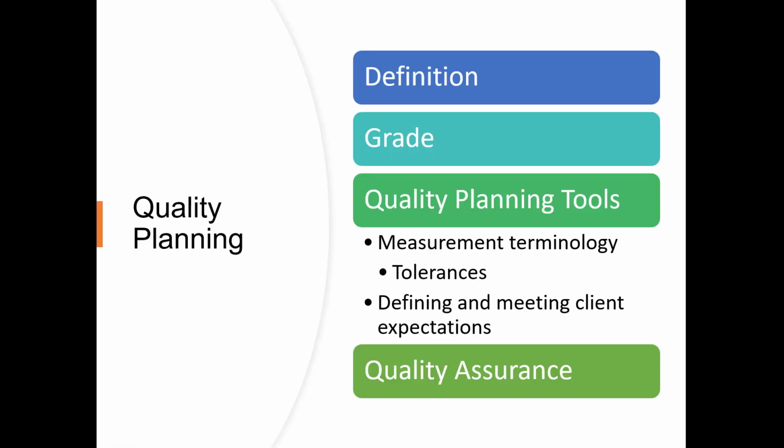Today we're going to talk about the quality planning process for project management. This is our agenda. So first we'll cover what the definition of quality is. We'll look at how you can grade and look at the difference between the quality. Then we'll look at some of the quality planning tools. And then we'll get into quality assurance.